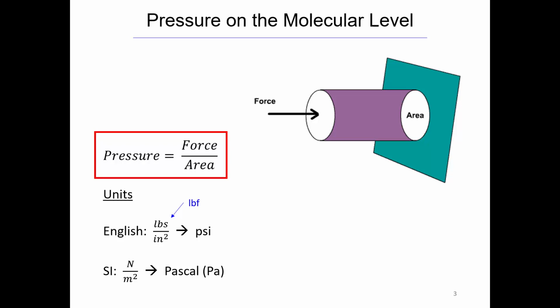In the SI system, it's newtons per meter squared. The unit that is all of that, the newtons per meter squared, is a Pascal. So PA abbreviation.